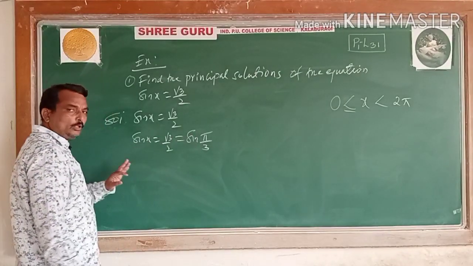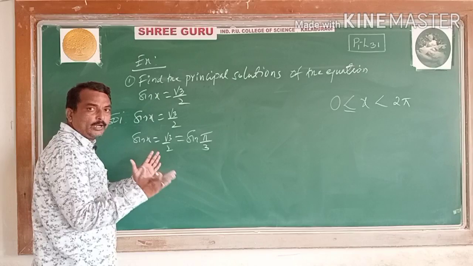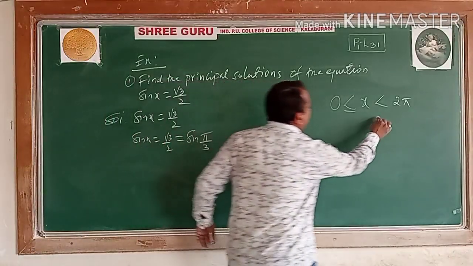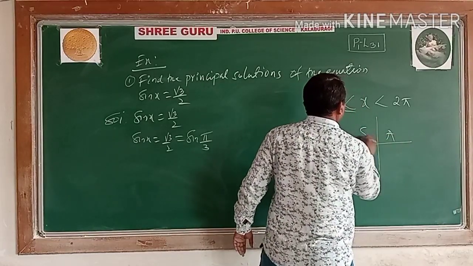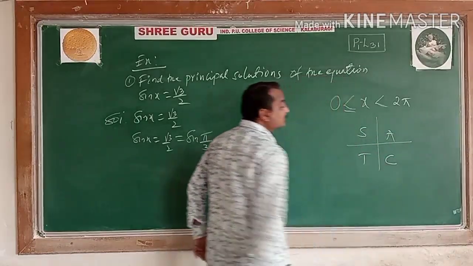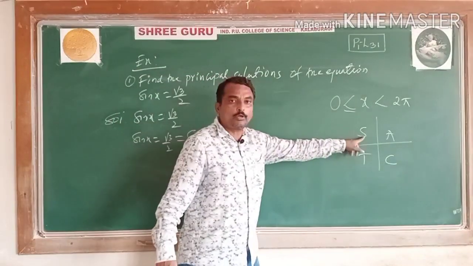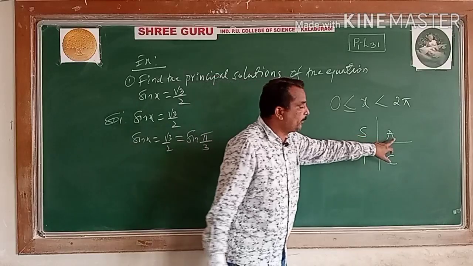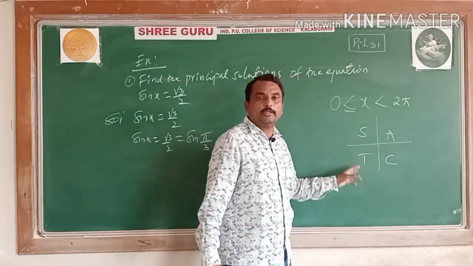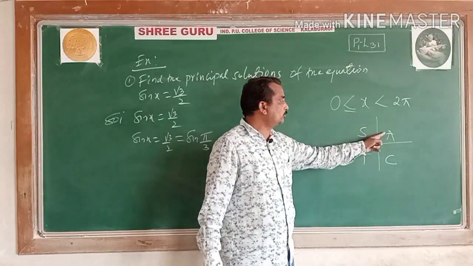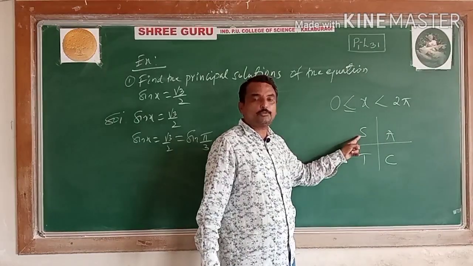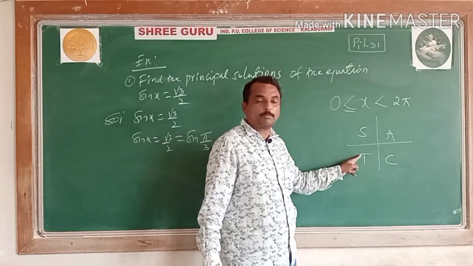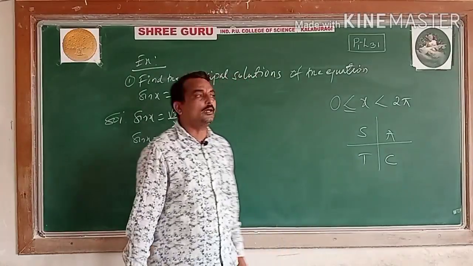So is only one value existing in the interval 0 to 2 pi, or does another value exist? Is it a positive value or negative value? Positive value. Where is sin positive? Sin is positive in the first quadrant and second quadrant. According to the ASTC rule, all are positive in the first quadrant, only sin and cosec are positive in the second quadrant, in the third quadrant tan and cot are positive, and in the fourth quadrant cos and sec are positive.